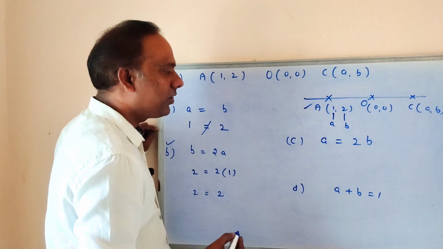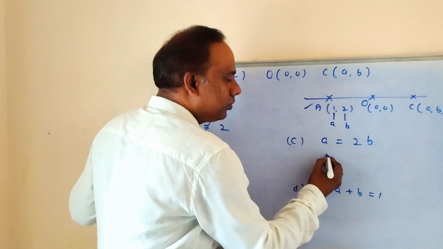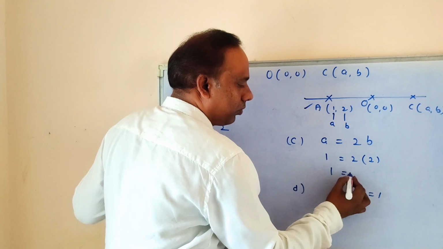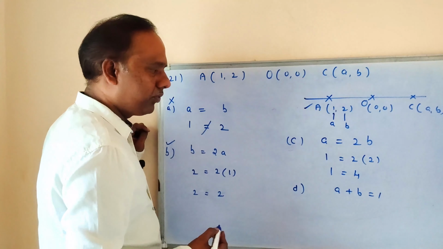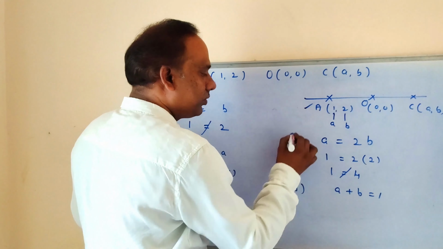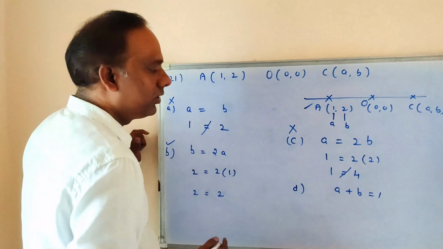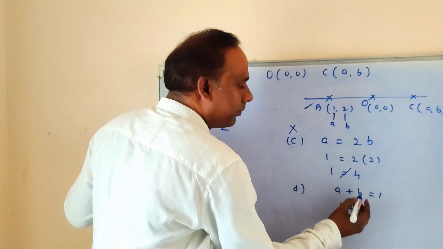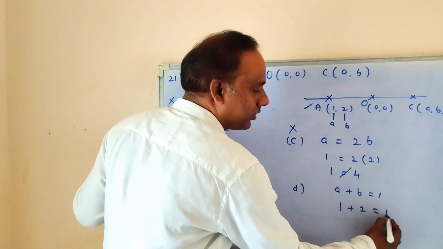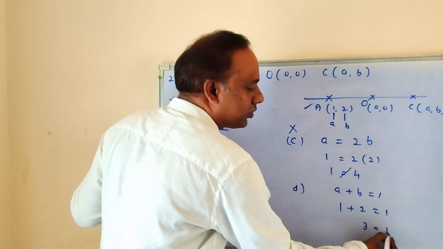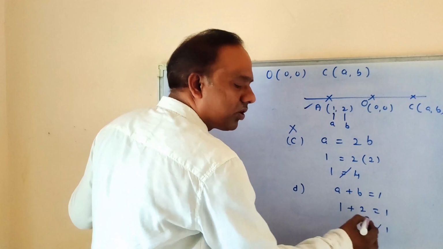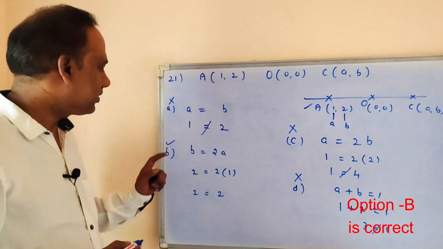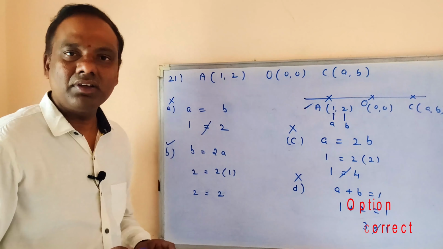And we can check option C also. Here a is equal to 2b, so 1 is equal to 2 into 2, which is 4. 1 is not equal to 4, so option C is also wrong. Now check option D. Here a plus b is equal to 0, so 1 plus 2 is 3, and 3 is equal to 0 is not possible. So option D is also wrong. So the correct answer is option B.